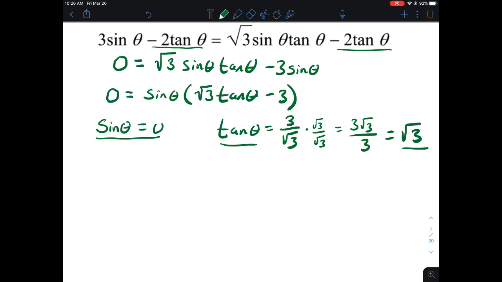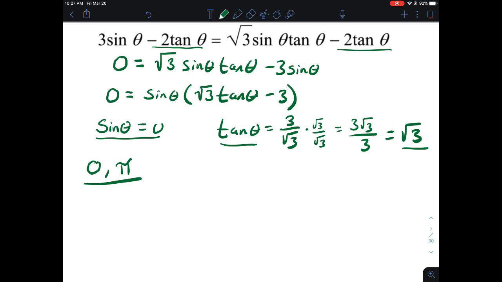Well, I'm going to start with the sine one. Sine being the y value on the unit circle. Sine is going to equal 0 at 0 and pi radians. All right, tangent equaling the square root of 3.